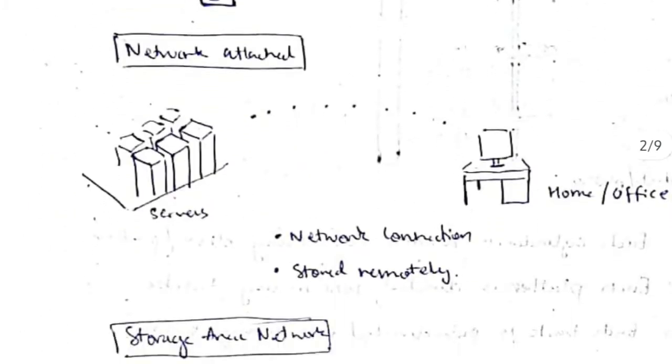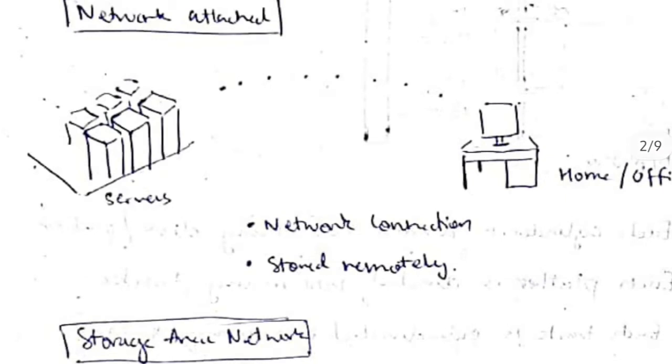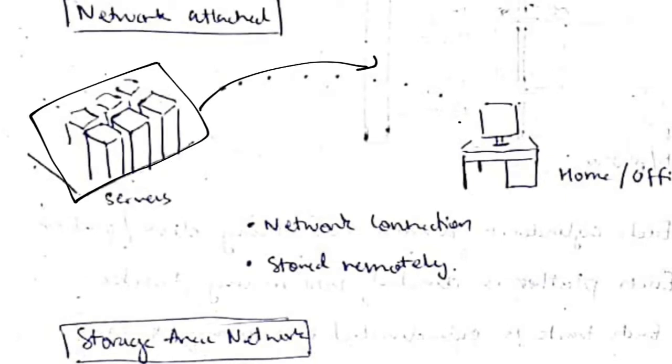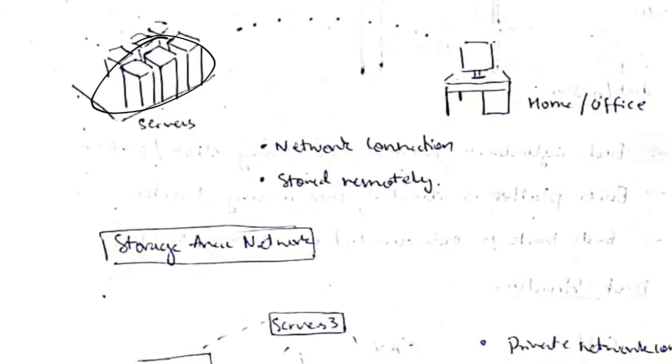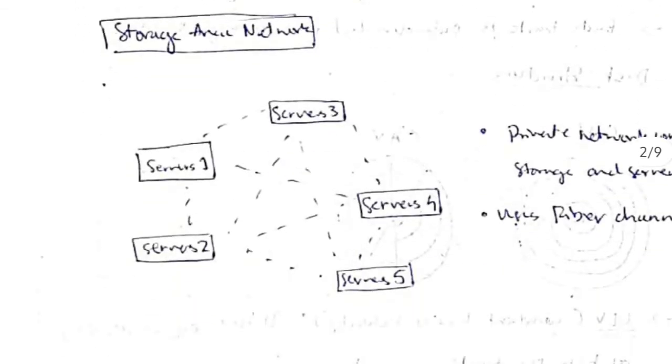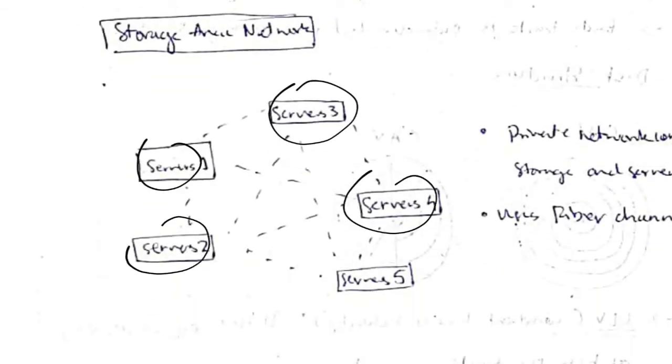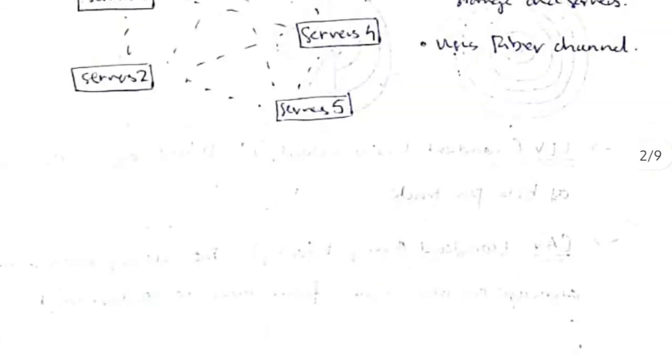The second one is network attached. In network attached, the servers will be at some other part of the world, and we will be accessing the data and writing to it using networks. Okay, and third one is storage area network. Like this servers, there will be many servers here, and these all will be connected by using fiber channel. Okay, so this is known as storage area network.